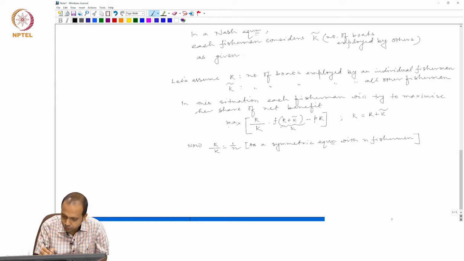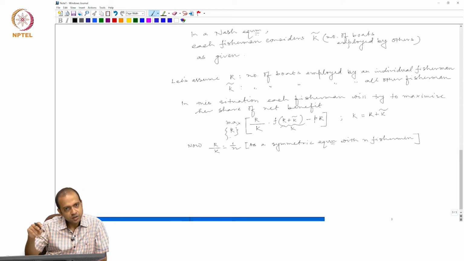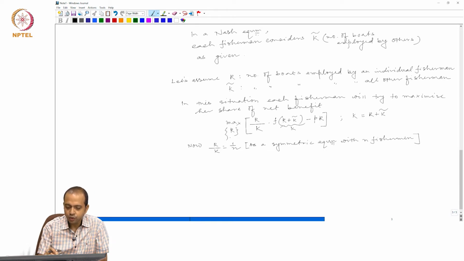So, what would be the solution for this maximization? This is the maximization problem, and the control variable here is your number of boats. You might be thinking, why number of boats, not rate of extraction? Actually, the number of boats is directly related to the extraction, because I have assumed initially that fish catching is a single input production function. So you can control your fish catching by controlling the number of boats employed. So you are trying to maximize this, assuming small k by capital K equals 1 by n as a symmetric equation with n fishermen.